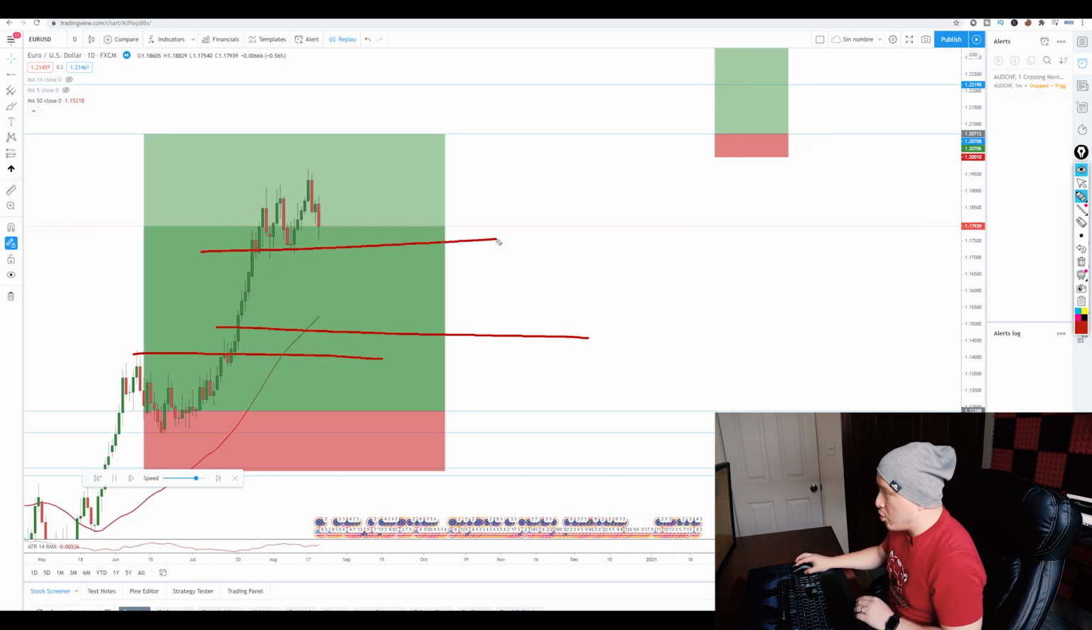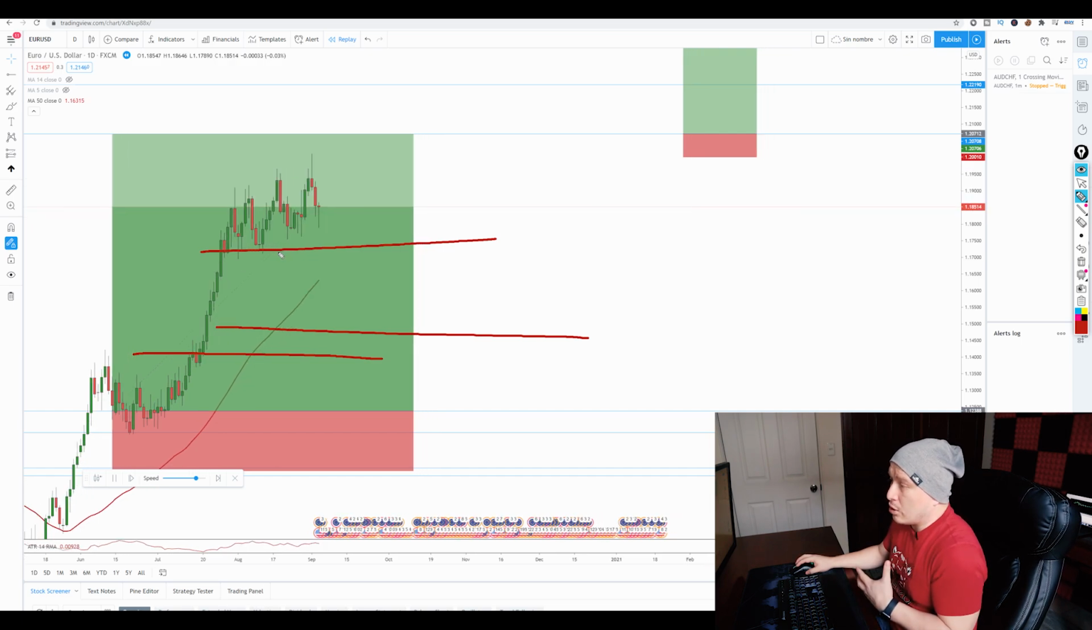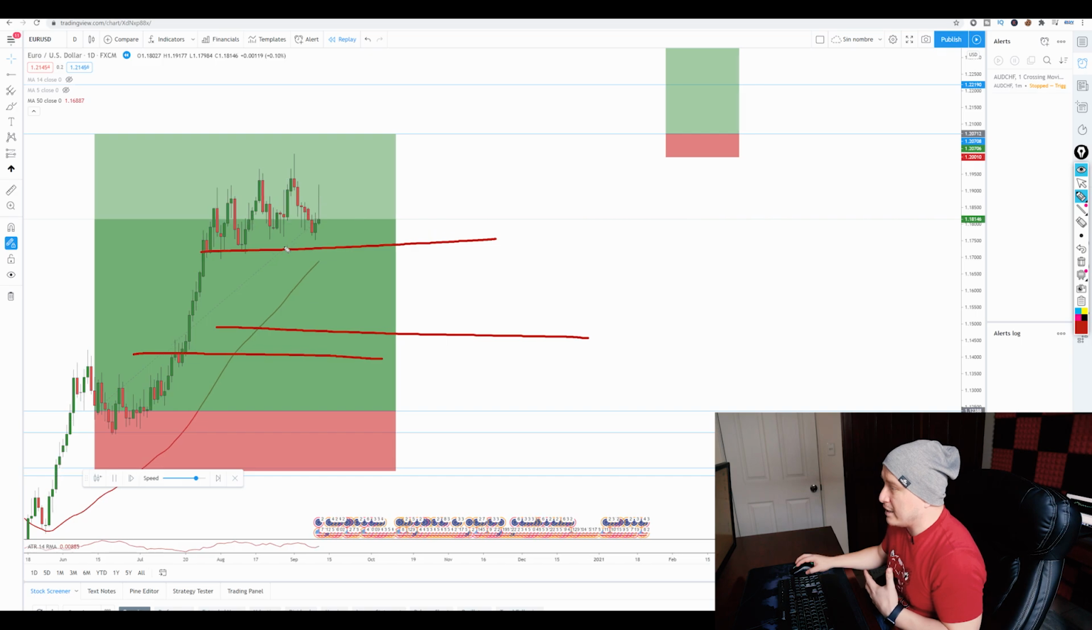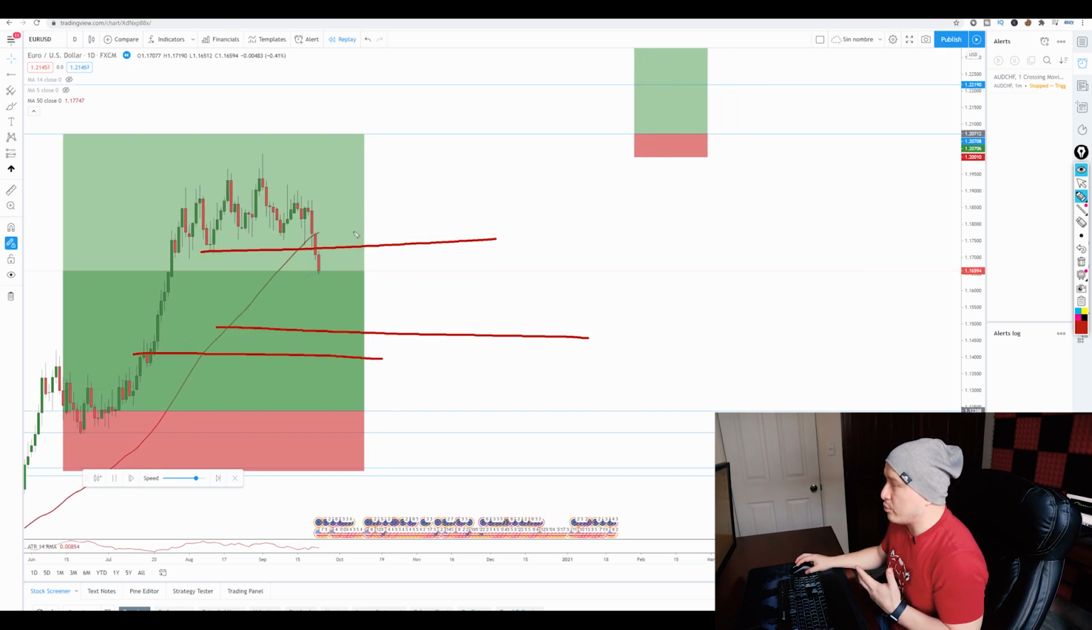Now it drew another support line in here, so we're now going to enter. If we close the position, then we can enter again into this position. But as you can see, it's really not that necessary with one trade.